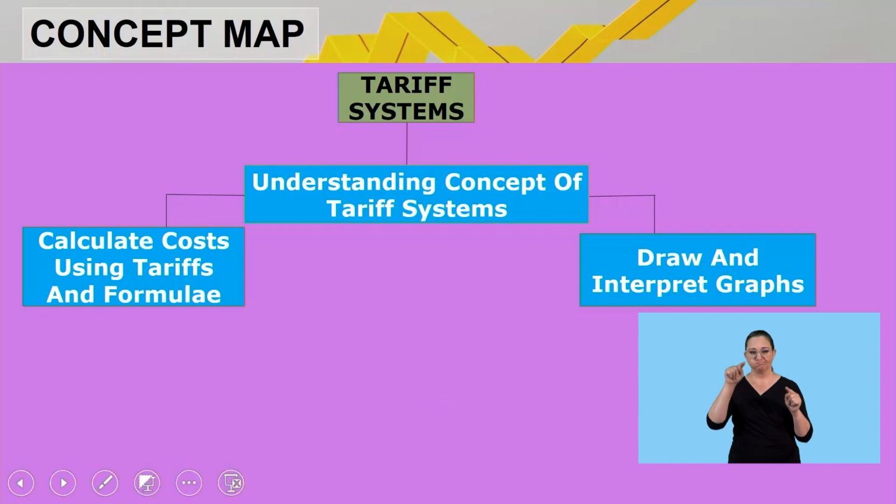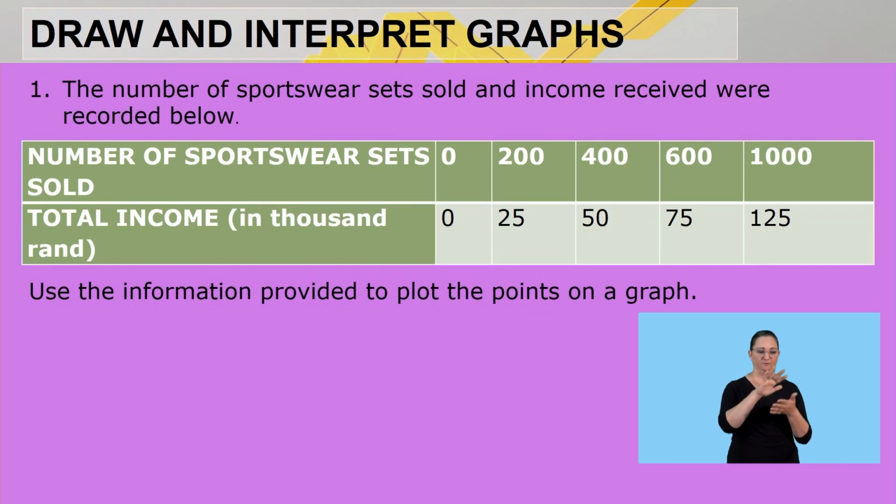Welcome back. Now our third concept that we are looking at is drawing and interpreting graphs. Looking at the first example, the number of sportswear sets sold and income received were recorded below. So these are the number of sportswear that were sold, and these that are recorded below are the income in thousands. Now, the question says, use the information provided to plot the points on a graph.